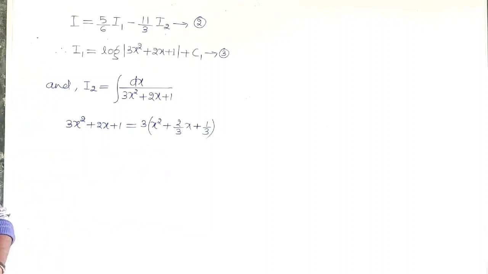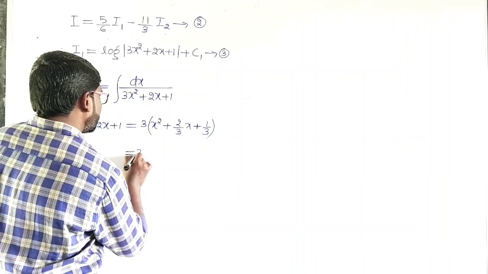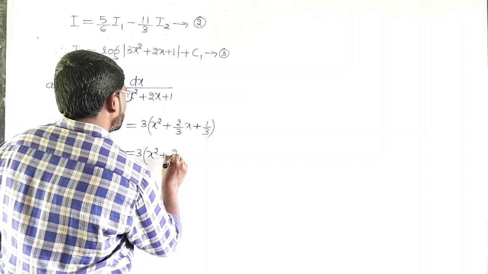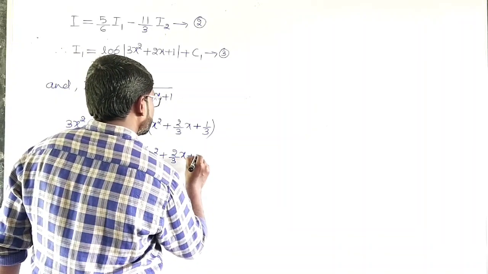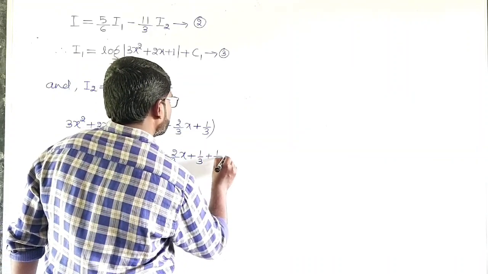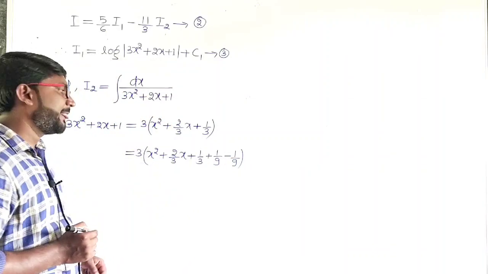And you don't have to write this step. So 3 I write it outside. So it is x square plus 2 by 3x, then plus 1 by 3, plus 1 by 9 minus 1 by 9. I am adding and subtracting 1 by 9.